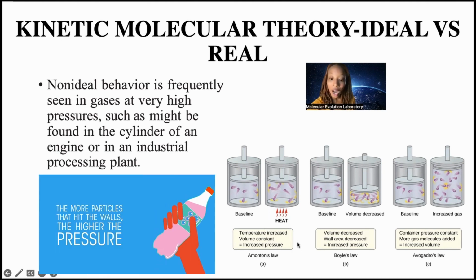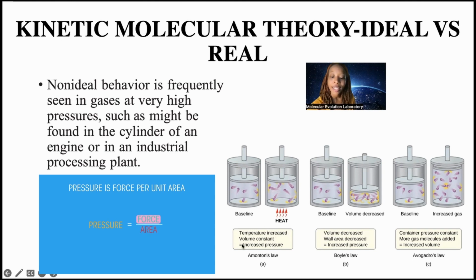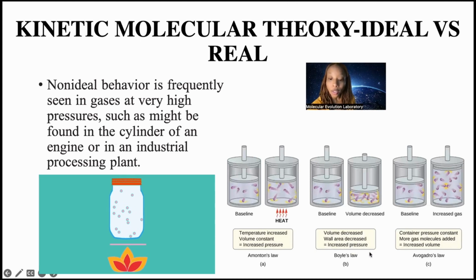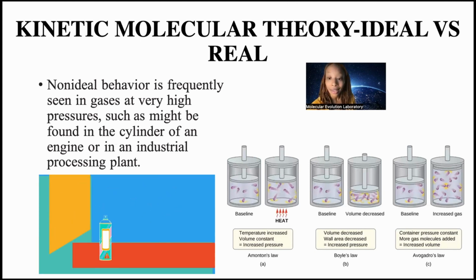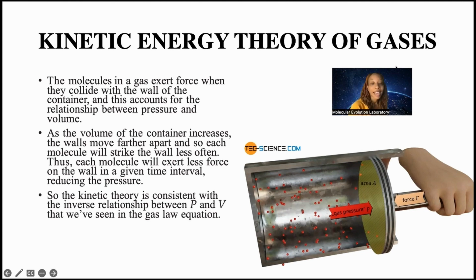When a gas is confined in a space with an increase in temperature, there's an increase in pressure. Pressure increases because the gas molecules will move around quite quickly. With a decrease in volume, the wall area decreases, and there's also an increase in pressure. If you increase the volume and the number of molecules, the pressure will be constant in this case. The molecules in a gas exert force when they collide with the walls of a container, and this accounts for the relationship between pressure and volume.